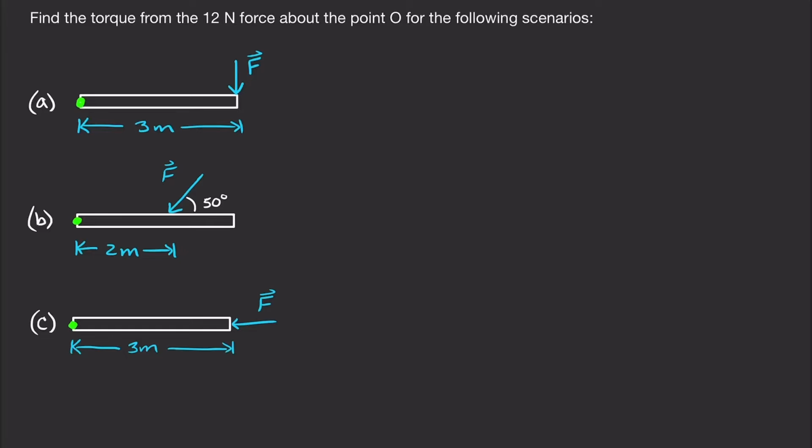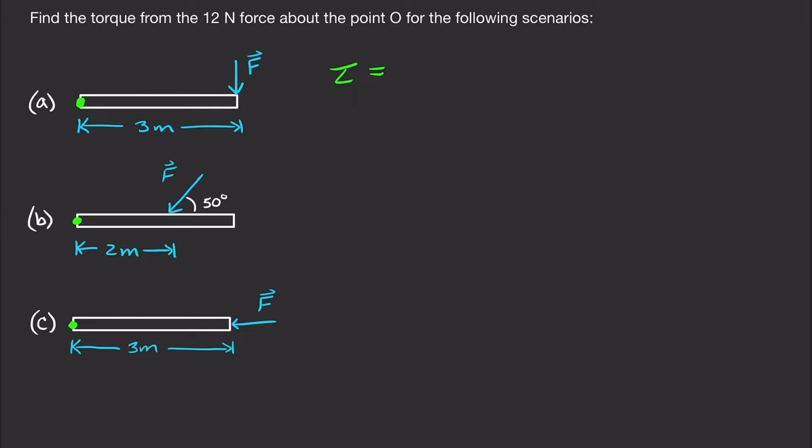In this video, I'll be solving several problems on rotational dynamics. So for the first problem, we have: find the torque from the 12 Newton force about the point O for the following scenarios. So for part A, we have a force being applied 3 meters away, and it looks like it is perpendicular to the rod.